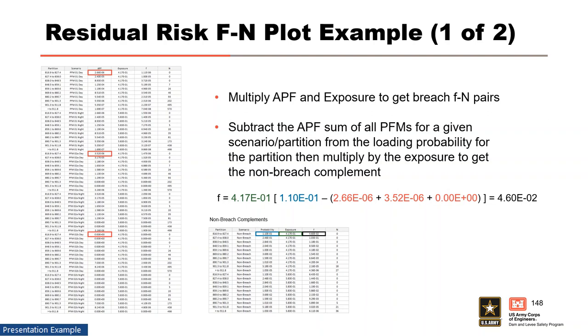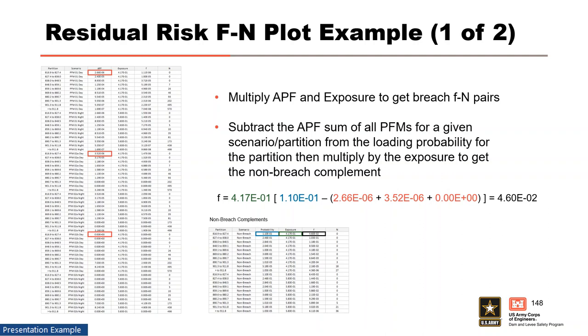Remember that I said we would have two sets of FN pairs when we develop the big FN chart. We will start with the failure or breach set, multiply the APF and the exposure to get F, and pair them with the total breach life loss to get the first set of FN pairs. Again, this is the total breach life loss, not the incremental life loss for this plot.